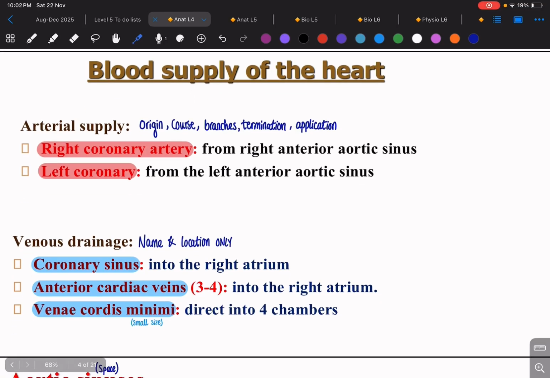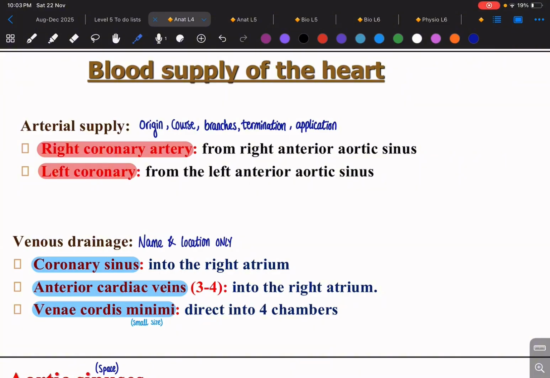So, we have arteries and veins. The arteries, we have two arteries. It's actually one, which is the coronary artery. But we're going to have the right coronary artery and the left coronary artery. We need to know their origin, the courses, branches, termination, and clinical applications.